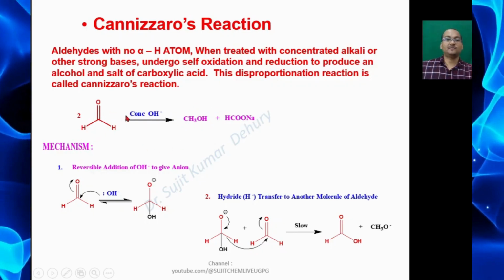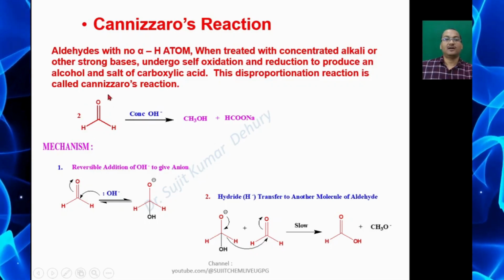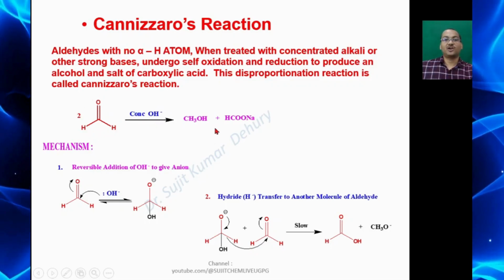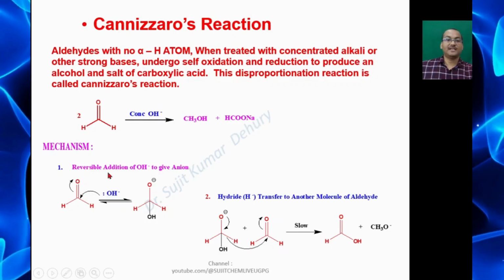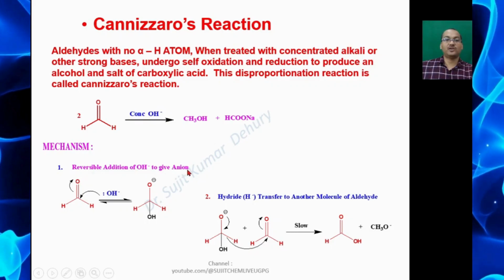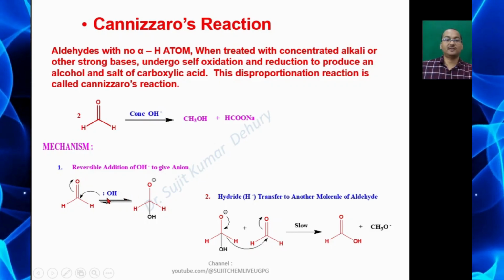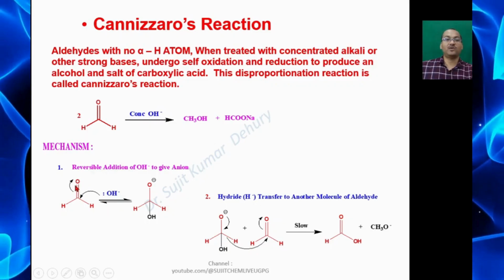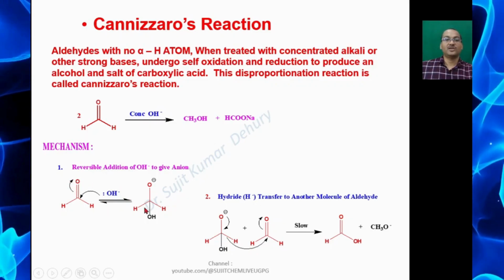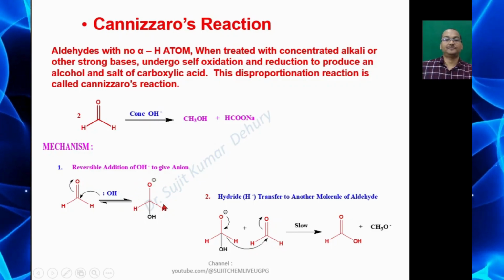So what is the mechanism? How is this formaldehyde converted to methanol and HCOONa? So first step is reversible addition of OH minus ion to give anion. So OH minus ion can act as nucleophile. It will attack the carbonyl carbon and C double bond O will break on oxygen. So you get this tetrahedral intermediate.